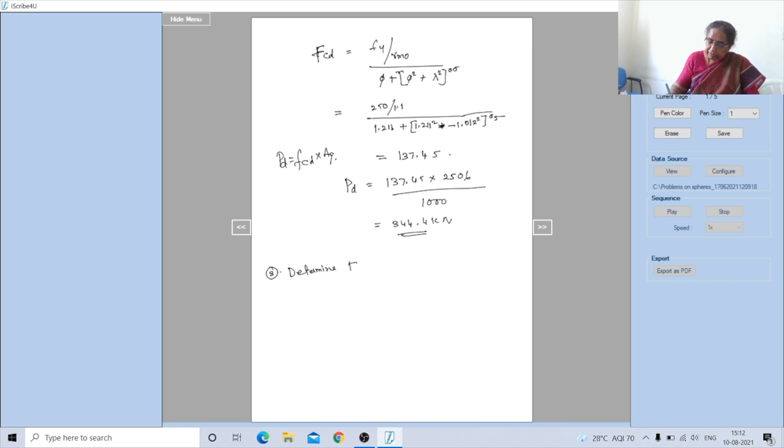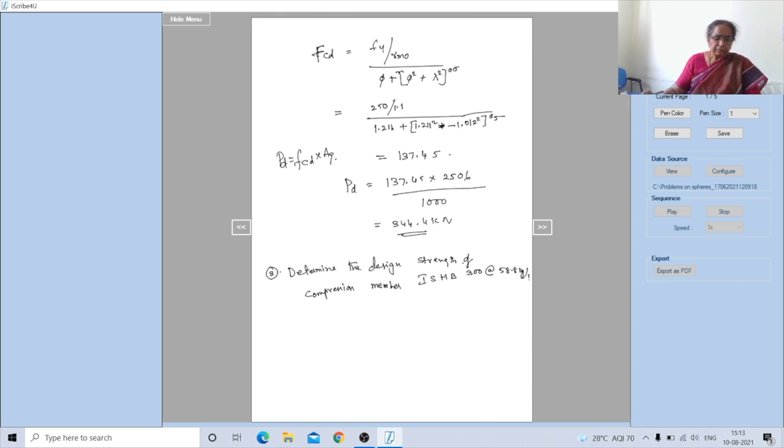Determine the design strength of a compression member ISHB 300 at 58.8 kg per meter.